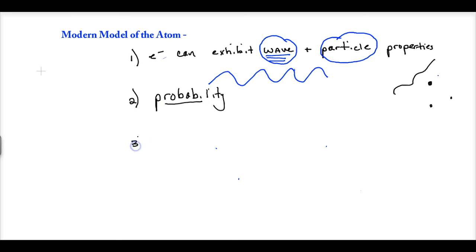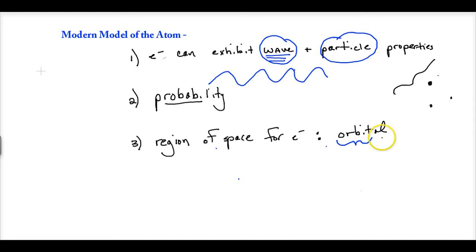And third is that the region of space where these electrons actually exist has a particular name that you have to know. It's called an orbital. Notice the name, guys. It's a lot like what Bohr said. It's like an orbit. Wait a minute. Why are they using the word orbit if we found that electrons do not go in circular orbits?